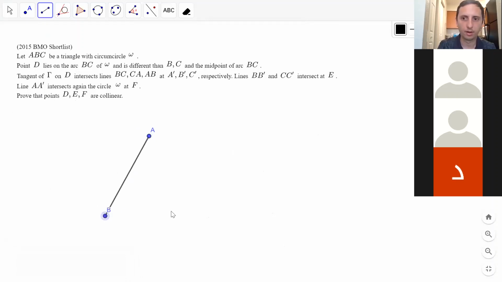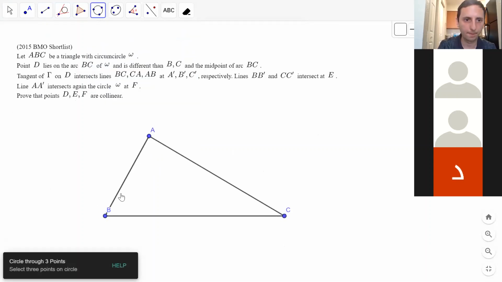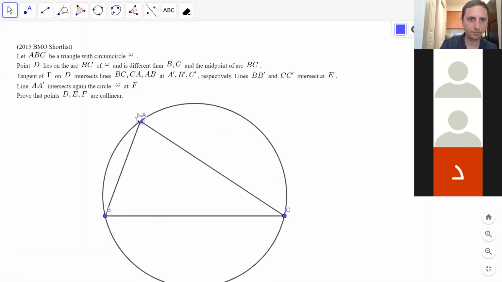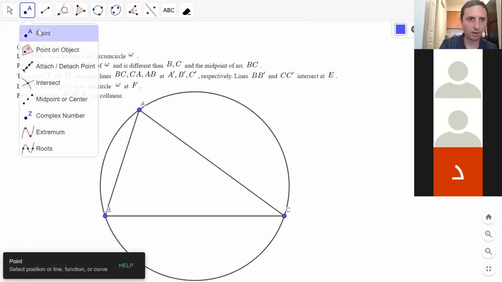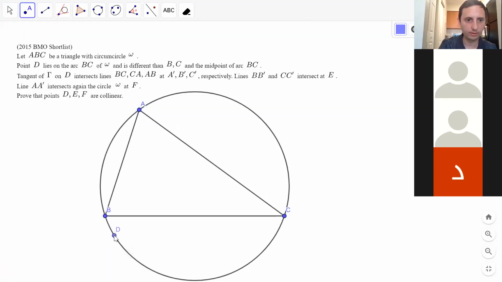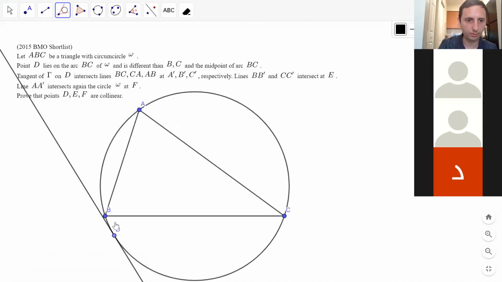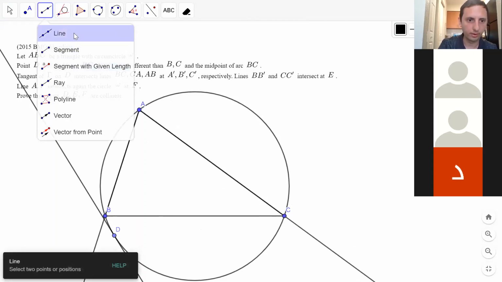So we have a triangle ABC with circumcircle omega. D lies on the arc BC. So D could be any point on that arc. We draw the tangent at B and we see where it intersects all 3 sides of the triangle. So I probably should have drawn rays. So we have this ray, and I'll draw the line BC.